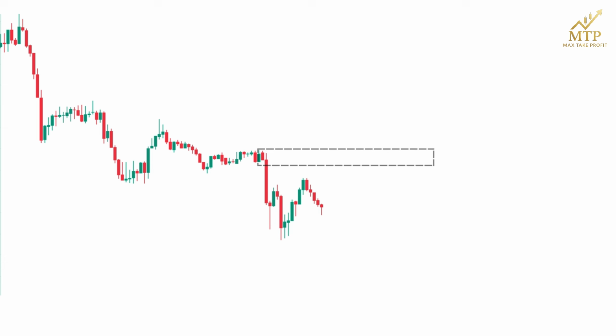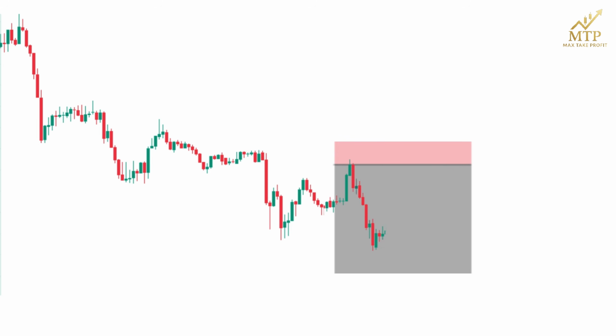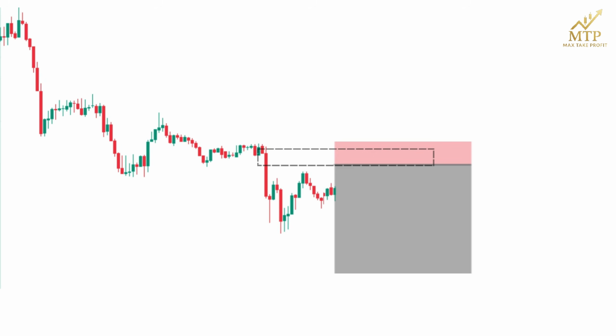Execution time. Now you've got two options. Option 1. Enter directly with a limit order. Place your buy limit or sell limit right on your institutional zone. If the liquidity gets collected, your order triggers and price moves in your favor. Best possible entry, amazing risk to reward, but it's risky. Liquidity grabs can be brutal. Price might hit your stop before taking off.